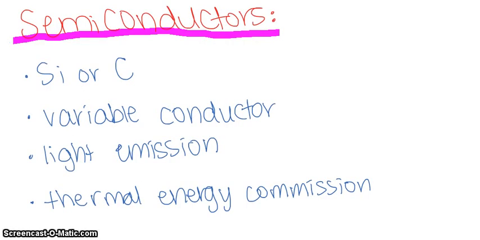In order to be a semiconductor, an atom must be surrounded by carbon or silicon atoms because they have 4 bonding sites. Some properties of the semiconductor would include being a variable conductor because of electron flow, producing light emissions, and having thermal energy conversion. There are 2 main types of semiconductors, and the first is an N-type.